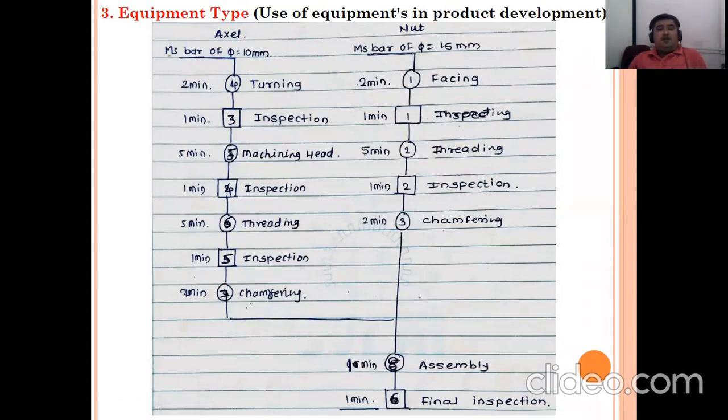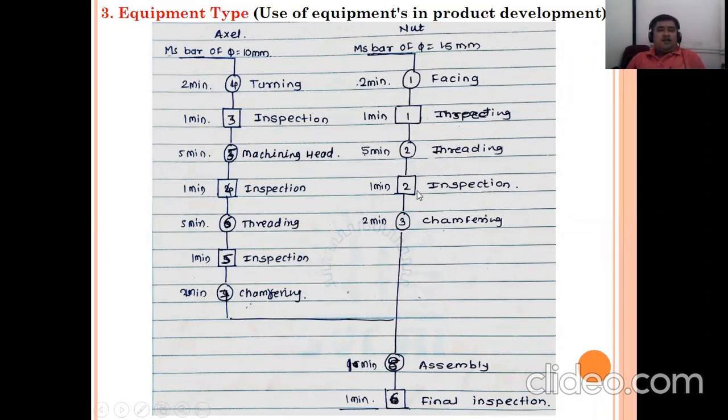Whatever process chart we have taken for the operation process chart, first the same we will take here, that nut and axle. So first is the facing, then inspecting, threading, inspection, chamfering, inspection, turning, inspection. Whatever number is there, 3 in a circle indicates process, and 3 in a box indicates inspection of that particular process. First is the facing operation and inspection of facing.